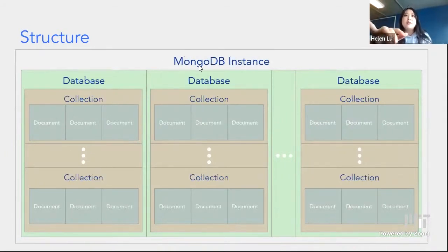So in MongoDB language, we have our overarching instance or cluster, and then we have our individual databases. Within the databases, we organize the data into collections, and within each collection, we have objects that have the same structure.